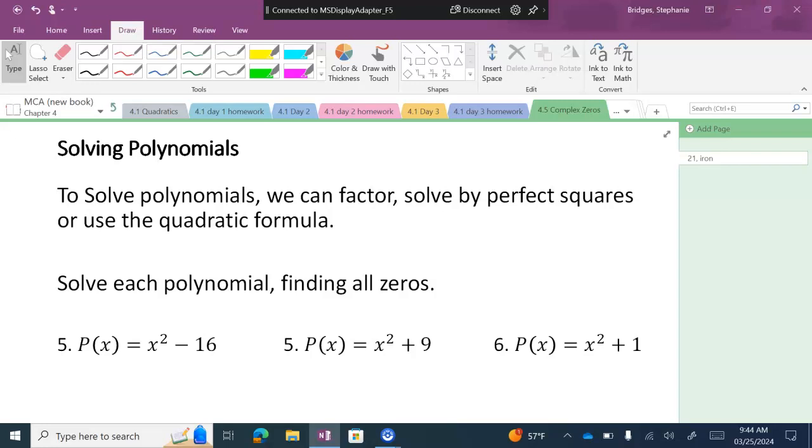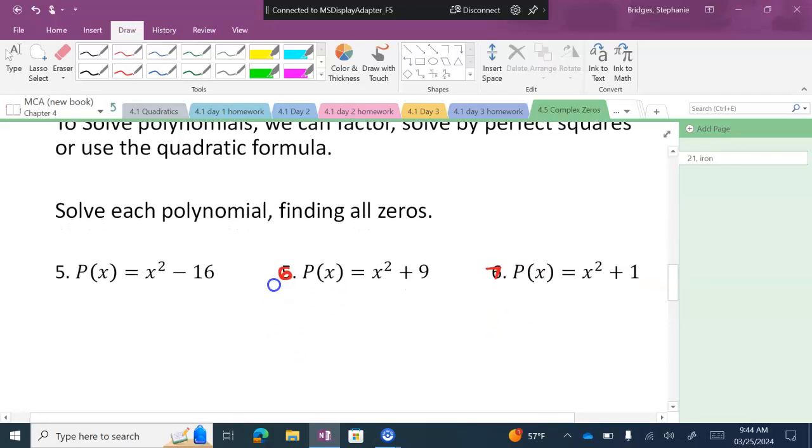So my first polynomial, and I don't know why I have 5 listed twice there. I'll just renumber these. Sorry about that. Is P of x equals x squared minus 16.